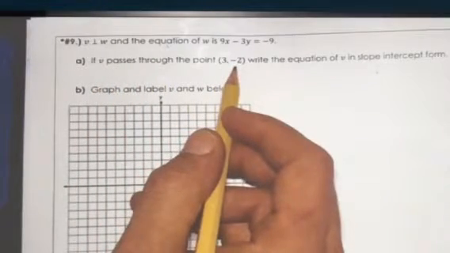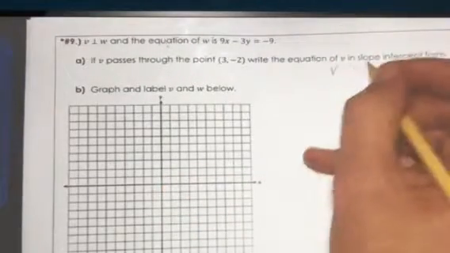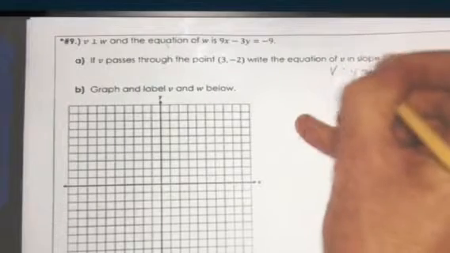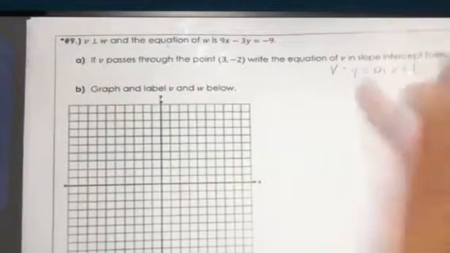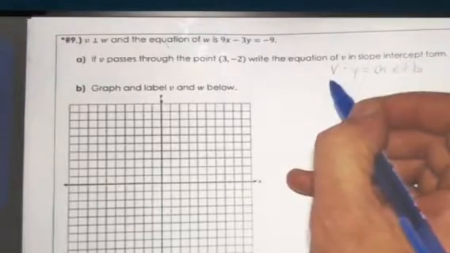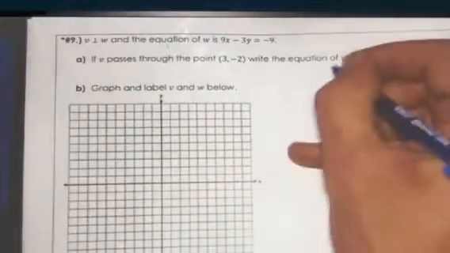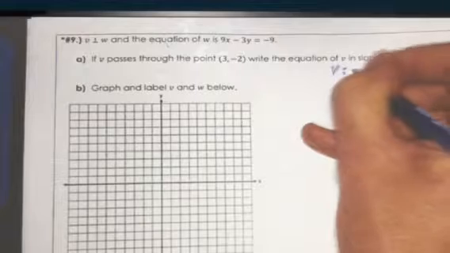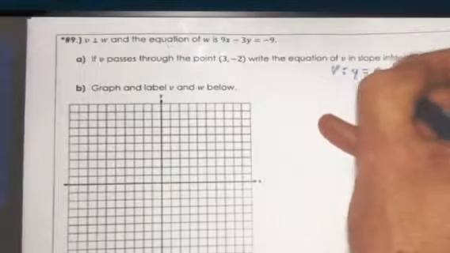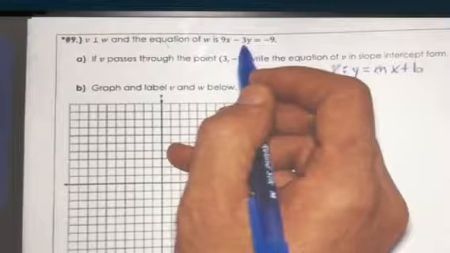If V passes through the point (3, -2), write an equation for V. So this is going to be V in slope-intercept form, so y equals mx plus b. We've got to figure out what that's going to be. That's for V. Then graph and label V and W below. So we're going to need V and W solving them for y. So let's solve W for y.